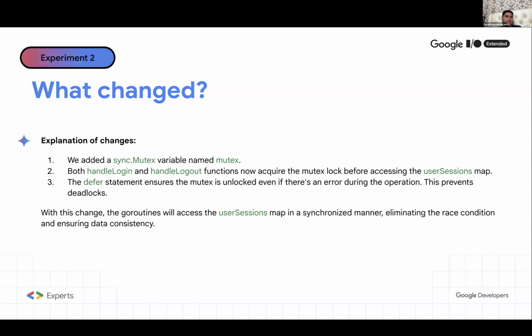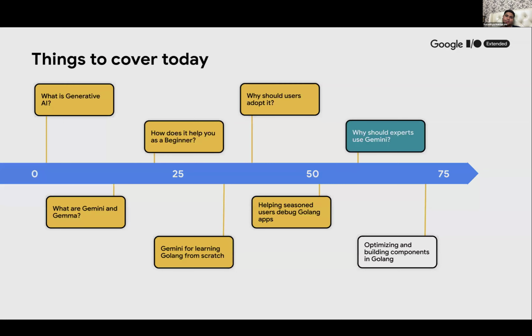What changed? We added a sync mutex variable named mutex. Both handle login and handle logout now acquire the mutex lock before they make the changes. And the defer statement ensures that the mutex is unlocked even if there might be some error. Again, backend servers are very prone to errors if you're not in a resilient environment and so on. So yeah, the Go routines will now be much better at handling these problems, and your race condition is no more thanks to your mutex. So that was a simple example of how you can debug Golang applications or subroutines using Gemini.